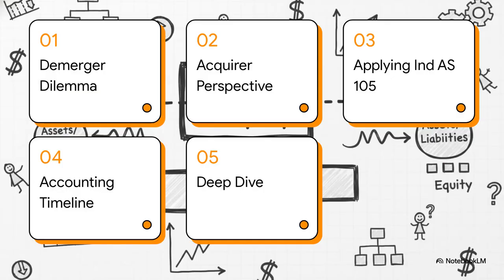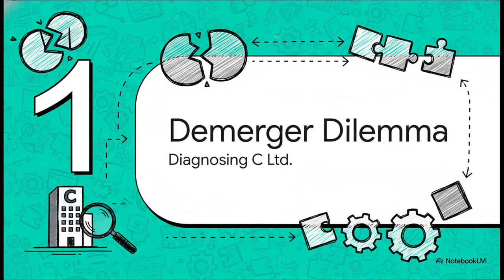So here's our agenda for today. We're going to start by diagnosing the demerger dilemma. Then we'll look at the acquirer's perspective, apply Ind AS 105, map out the actual accounting timeline, and finally wrap things up with a Gap Advisors deep dive. Let's get right into Section 1, the demerger dilemma.